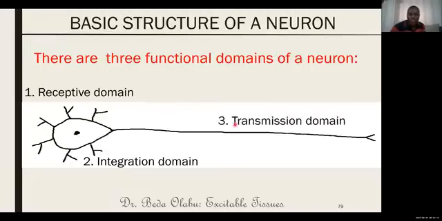The third functional domain of a neuron is a transmission domain, or you can call it the transport domain. This refers to the axon. We call it transmission domain because the axon is the one that transmits impulses along the cell membrane. We call it transport domain because the axon is the one that transports neurotransmitters from the cell body to the end of the neuron.